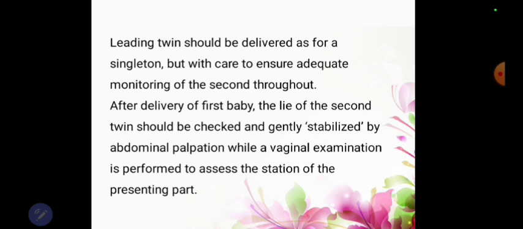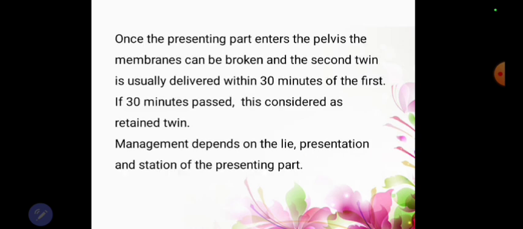After delivery of the first baby, the lie of the second twin should be checked and gently stabilized by abdominal palpation, to make sure it's a longitudinal lie, whether breech or cephalic, while a vaginal examination is performed to assess the station of the presenting part. Once the presenting part enters the pelvis and the membranes can be broken, the second twin usually delivers within 30 minutes. If 30 minutes pass, this is considered retained twin.